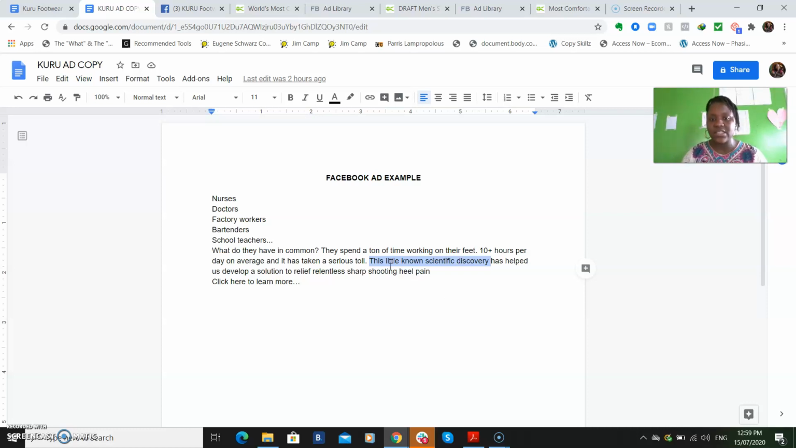So when they see this, a little known scientific discovery, naturally, human beings, we are always curious to know something. Especially when someone has pain and you say to them a little known scientific discovery, they're like, okay, well, I need to click and find out exactly what that is. Maybe that could help me get rid of my pain.